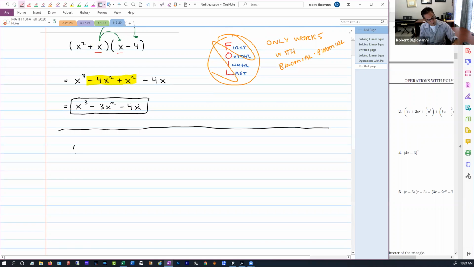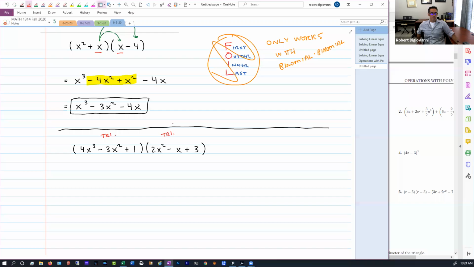So let's do 4x cubed minus 3x squared plus 1 times 2x squared minus x plus 3. So check that out. We have a trinomial times a trinomial. Y'all see that? How do we multiply those together? Well, FOIL doesn't work because you must have a binomial and a binomial to do FOIL, right? So that means we need another way.